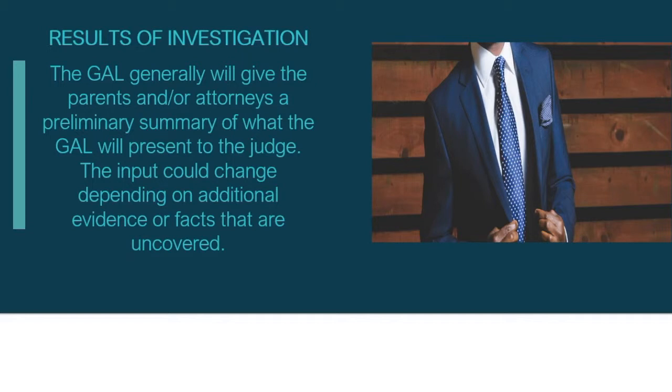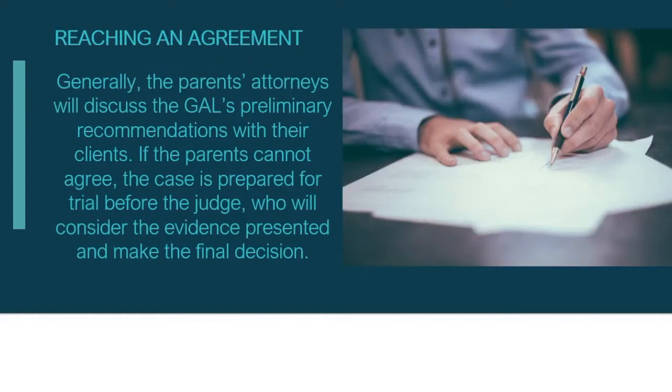Typically, the guardian ad litem will tell the parents, and if they have attorneys, their attorneys, what they're going to present to the judge as far as a recommendation of what facts or evidence they uncovered during their investigation. And after the parties have that information, the parties can decide if they want to reach an agreement, either accepting what the guardian ad litem is going to suggest or making some tweaks that the guardian ad litem can agree to.